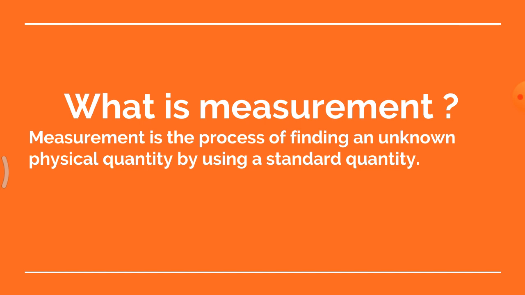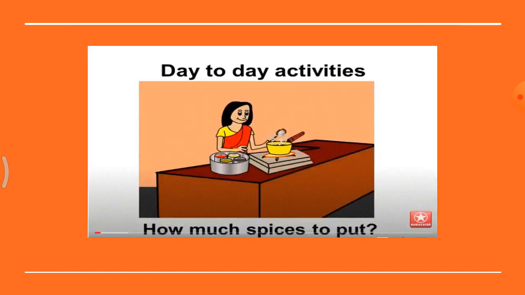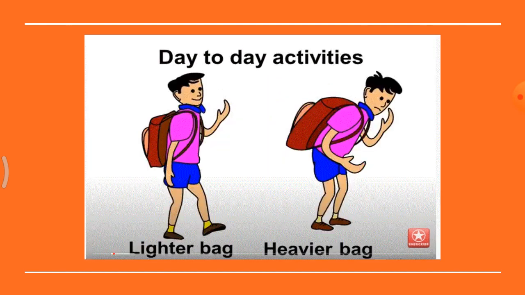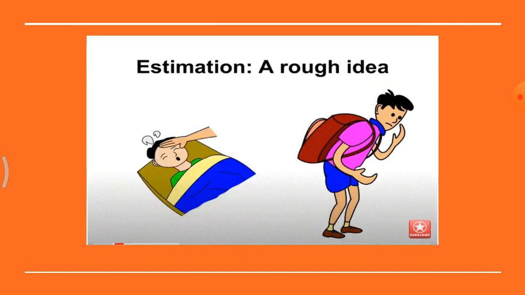What is measurement? Measurement is the process of finding an unknown physical quantity by using a standard quantity. Let us take some examples to understand measurement. Have you ever seen your mother putting every ingredient carefully in a certain amount while cooking? Sometimes when you are not well, your parents might touch your forehead to find whether you have fever or not. Sometimes you are able to figure out that your school bag is heavier or lighter than on other days just by holding it. All this may not be accurate or exact, but this is a rough idea.